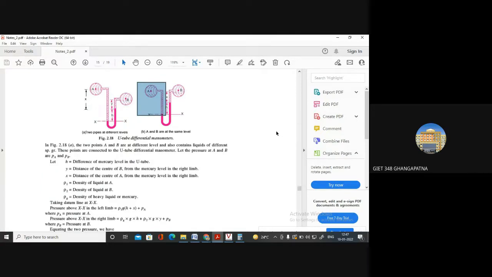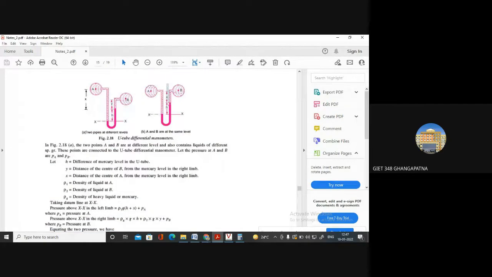Why are you not answering the pressure at point A? If you forget the formula, how do you know? It is PA plus rho 1 G H plus X. What is the height of the liquid? H plus X. Okay. Then what is the pressure at the right limb?